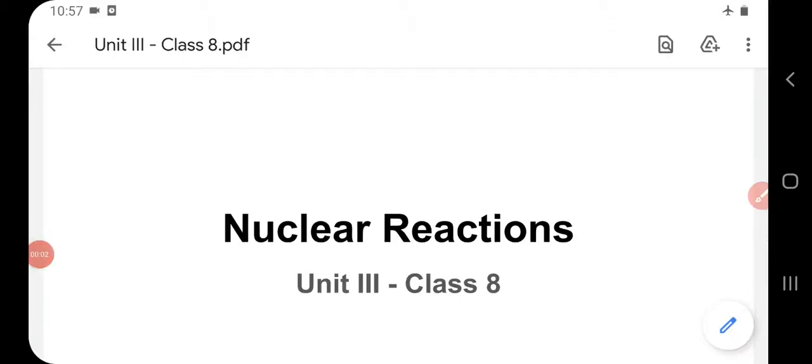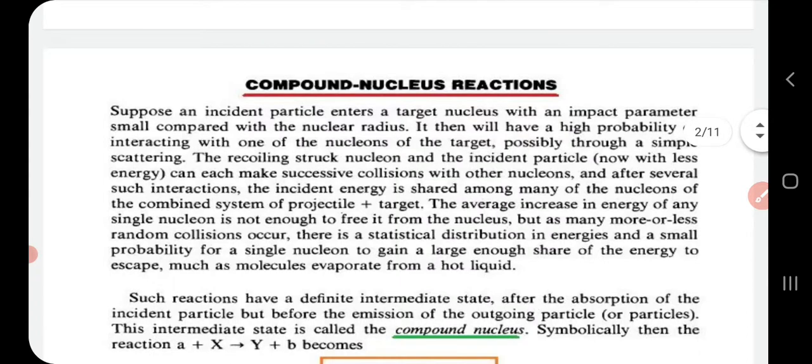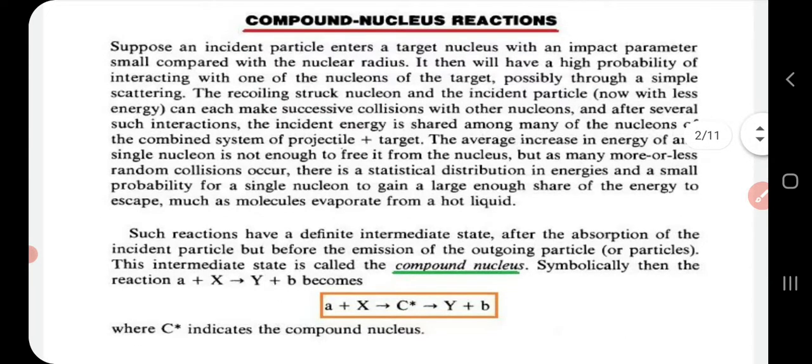Good morning, this is class 8 of the module nuclear reactions. Today we are going to learn about compound nucleus reactions. About the compound nucleus we have already discussed in our early classes. Let's once again go through the fundamentals.